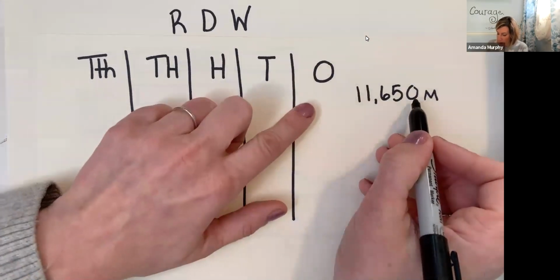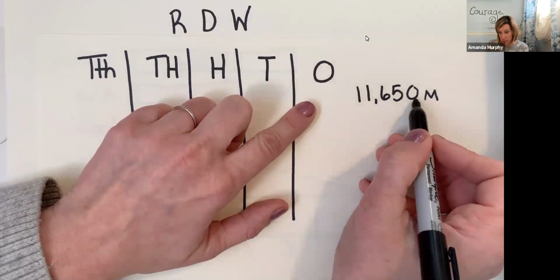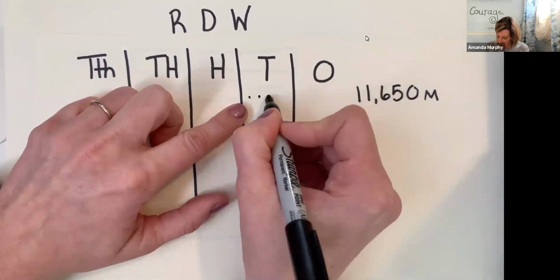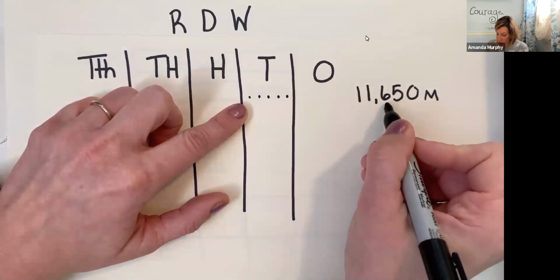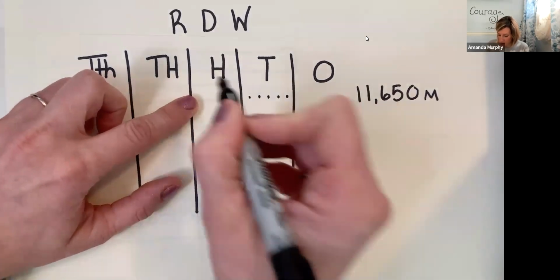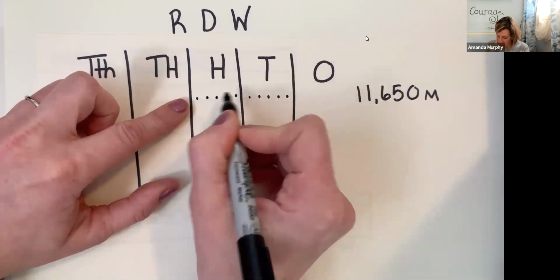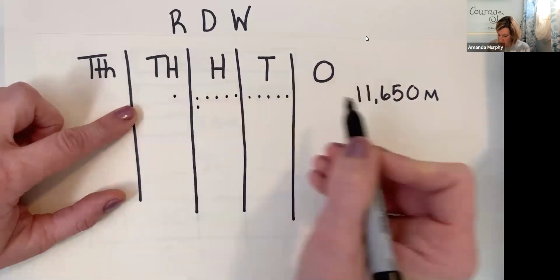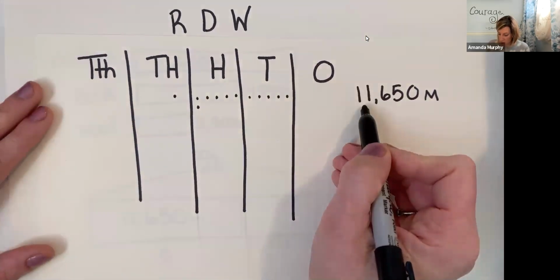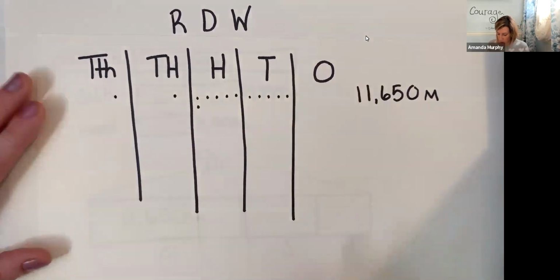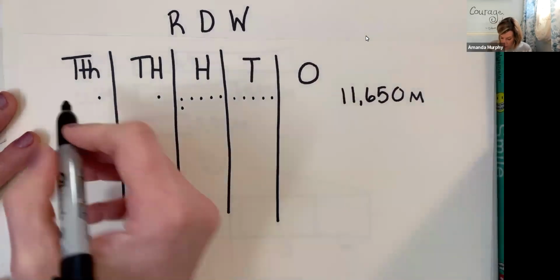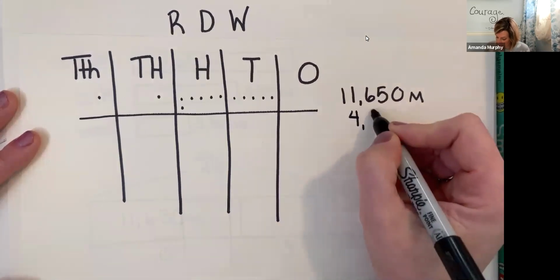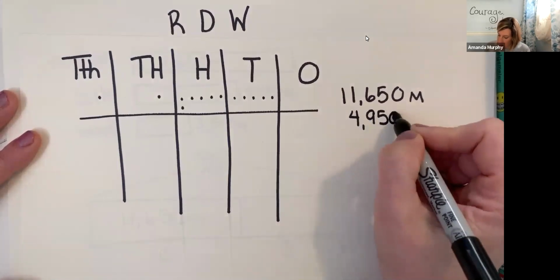I see how many ones? 0. How many tens? 5. How many hundreds? 6. How many thousands? How many 10,000s? The next number I'm going to log on my place value chart is the difference, which is 4,950 meters.